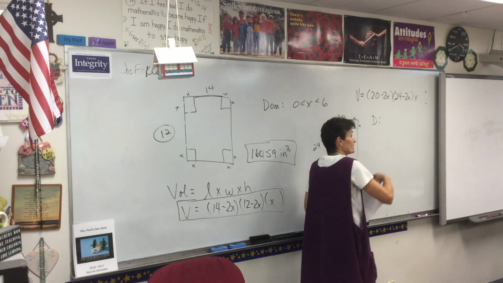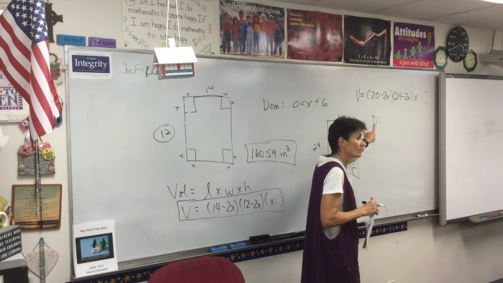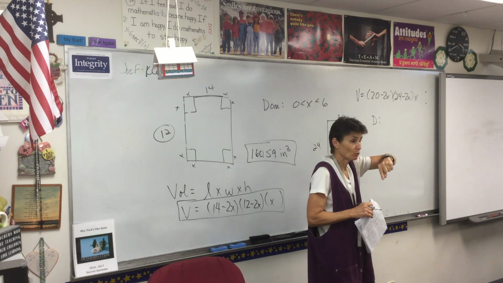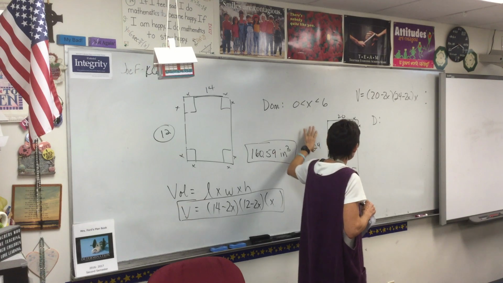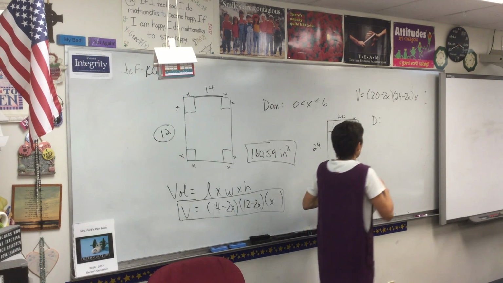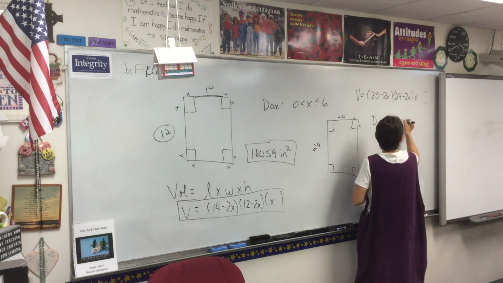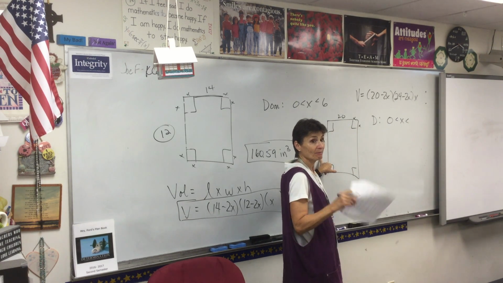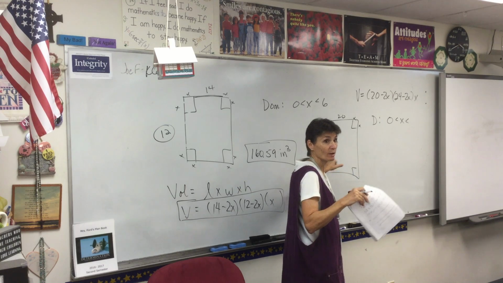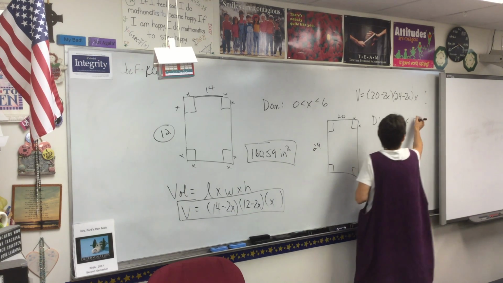This is important because if you can't figure out your domain, you're going to have issues with your window. The domain gives you the window. So here we go. X is going to be between 0 and what number? Half the smaller one. So in this problem, it will be 10.